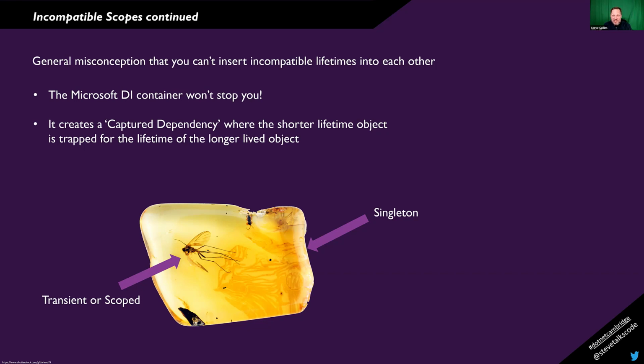The problem is the instance you will get will have its lifetime promoted up to be the same as the receiving instance. In other words, a transient instance will be locked into a singleton and not released until the singleton is disposed of. And that doesn't happen until the container is done and dusted. This is known as a captured dependency, where the transient or scoped instance, like the insect in amber shown here, is imprisoned in the outer shell, which in our case is the singleton.